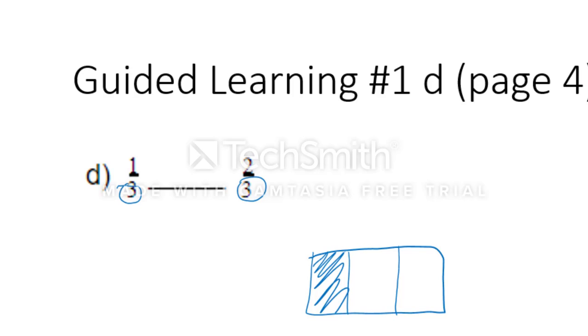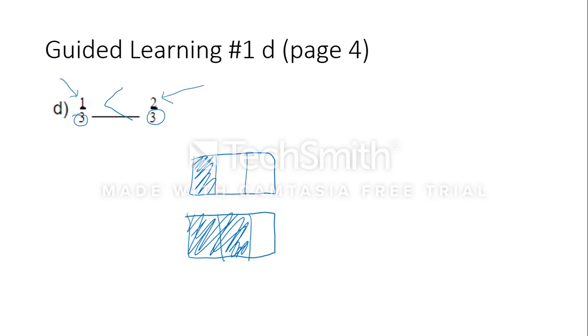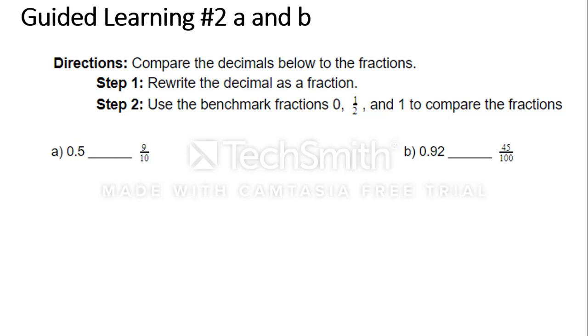So now we just have to look at the numerator since the denominators are the same. The numerators say that the first one only has one part being shaded, but the second fraction has two parts being shaded. So when the denominators are the same, we just have to look at the numerator. 2 is larger than 1, so that means that 2/3 is greater than 1/3, just like we showed in our visual. Let's move on to guided learning D.